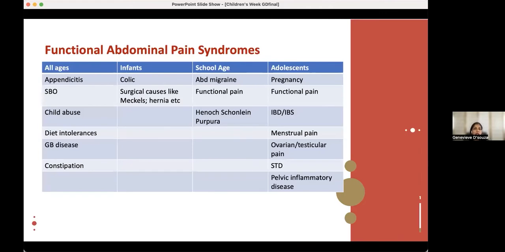We get consulted for functional abdominal pain syndromes and acute abdominal pain syndromes. And we have to do, again, a careful history and physical, and get into the causes of acute abdomen. Many times the surgical services have already figured out whether it's appendicitis or small bowel obstruction, gallbladder disease, constipation. But then we are called to figure out if it's abdominal migraines or functional pain.